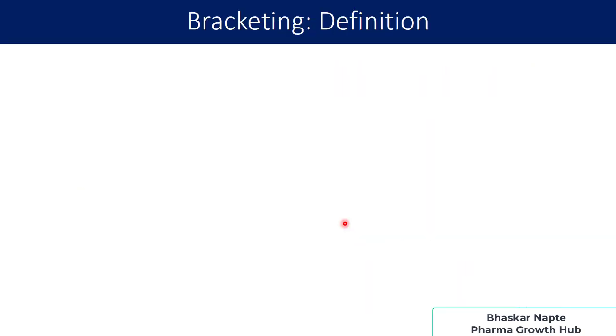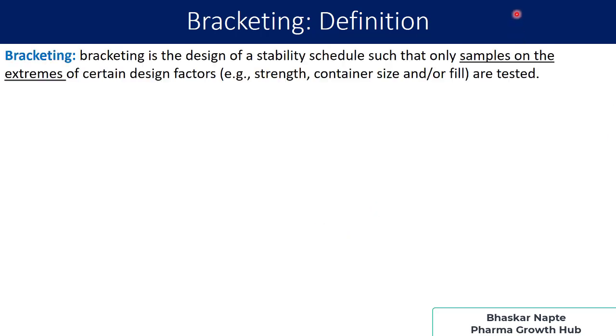Let us talk about bracketing now. In this presentation, we will only cover bracketing, and in the next presentation, I will talk about the matrixing concept. Let us first begin our talk with the definition part. Now this is the definition given in the ICH guideline Q1D. Bracketing is the design of a stability schedule such that only samples on the extremes of certain design factors, for example strength, container size or fill, are tested. And we will talk about how to understand and identify the extremes of the design factor.